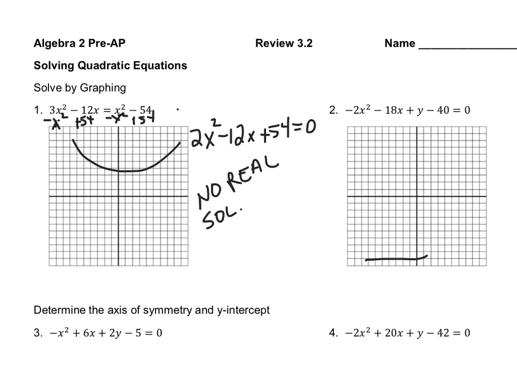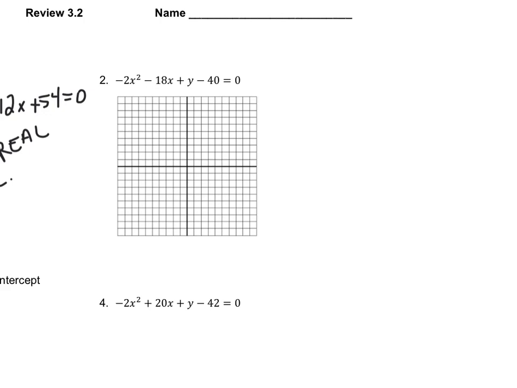The next problem has solutions. All right, so for problem 2, again, we have to set this equation equal to 0, and it appears that it is already set equal to 0, but it's really not. What you need to understand is that this y right here needs to be on one side of the equal sign, and everything else needs to be on the other side. Since the y is positive right here, I'm just going to move everything else over.